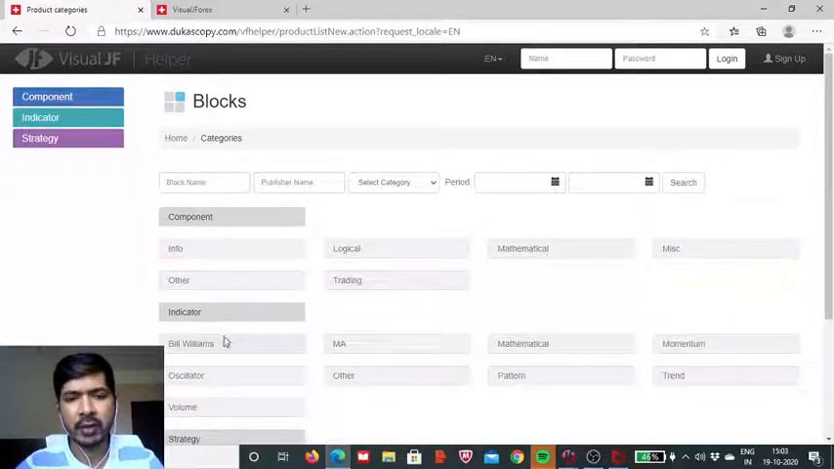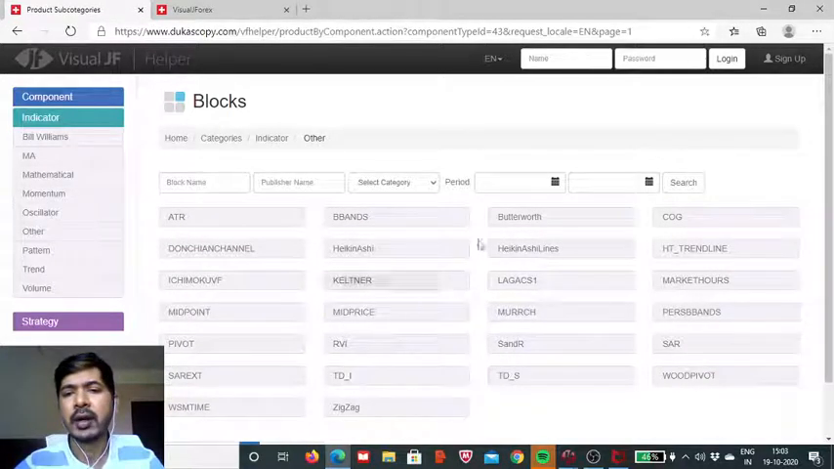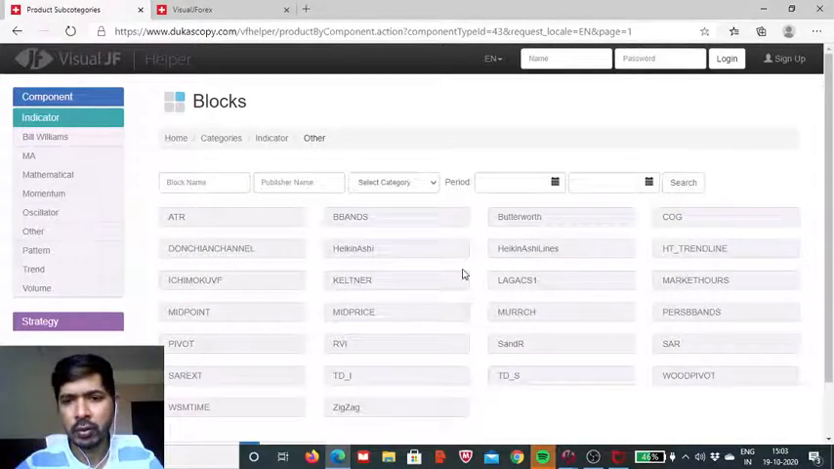So far, we have seen these indicators: Bill Williams, moving averages, mathematical momentum, oscillators. Now it's the turn of the indicators classified under the other section. Last week we saw up to Donchian channel, and now today it's the turn of Heikin Ashi lines. We are going to use the Heikin Ashi lines, not Heikin Ashi.